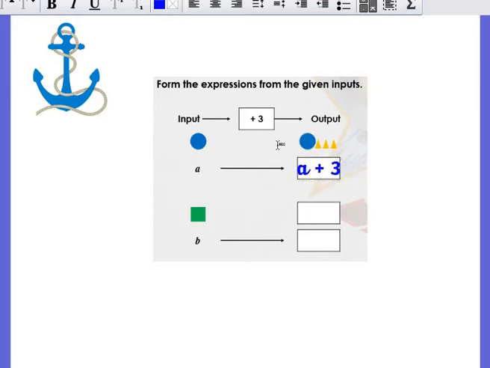Okay, let's have a look at this one then. So B, and we're adding 3. So that would be B, add 3. And again, we would have a green square here and our 3 triangles. So A, add 3, and B plus 3.